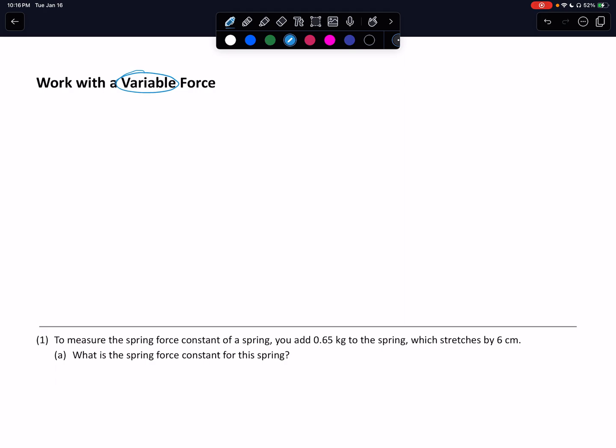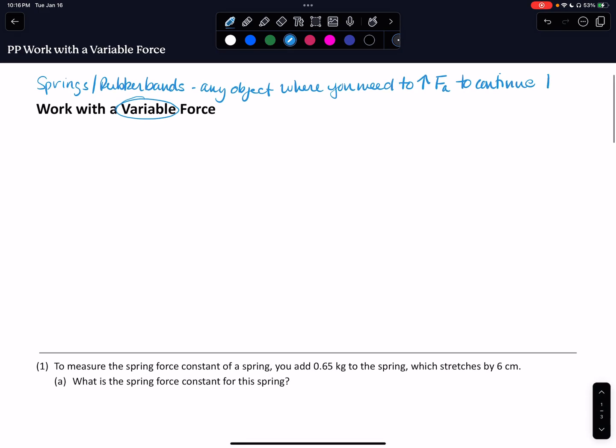Work with a variable force is going to be different. The formula is not going to be the same, so you're going to need to make sure you're paying attention to your problem so you know which situation you're in. A variable force occurs when you have objects like springs or rubber bands, basically any object where you need to increase the amount of force applied to continue increasing your displacement.